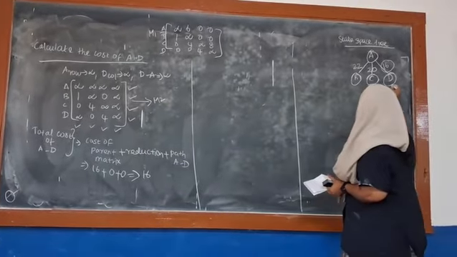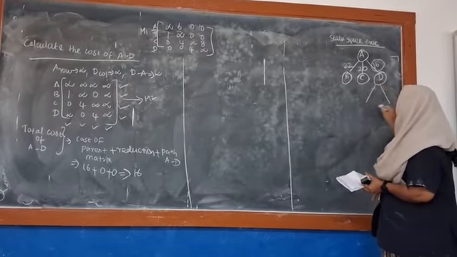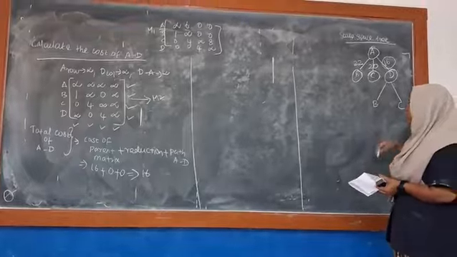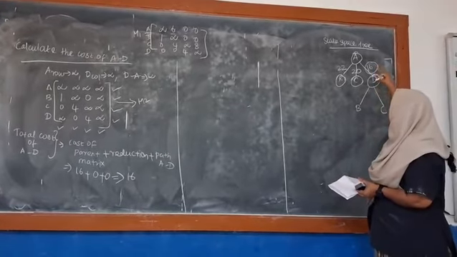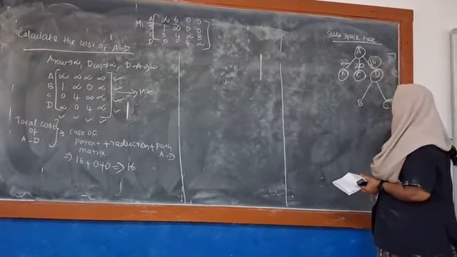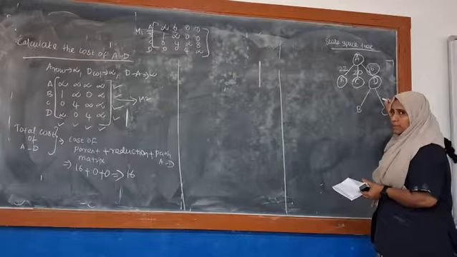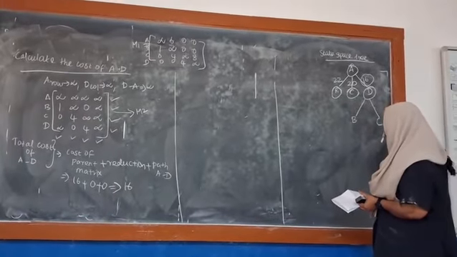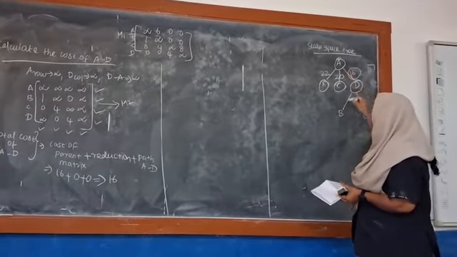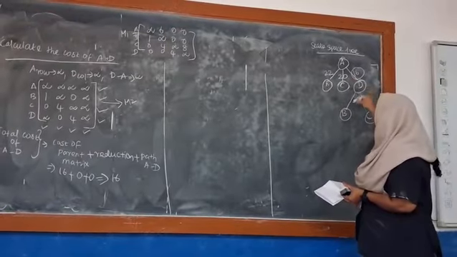Now from D, wherever you are able to go, you can go to B and C. Am I right? So now again you calculate the cost for A to D, D to B, and A to D, D to C. Among these two, whichever has the minimum cost, you have to travel in that particular path. So first we will find out the cost for D to B.